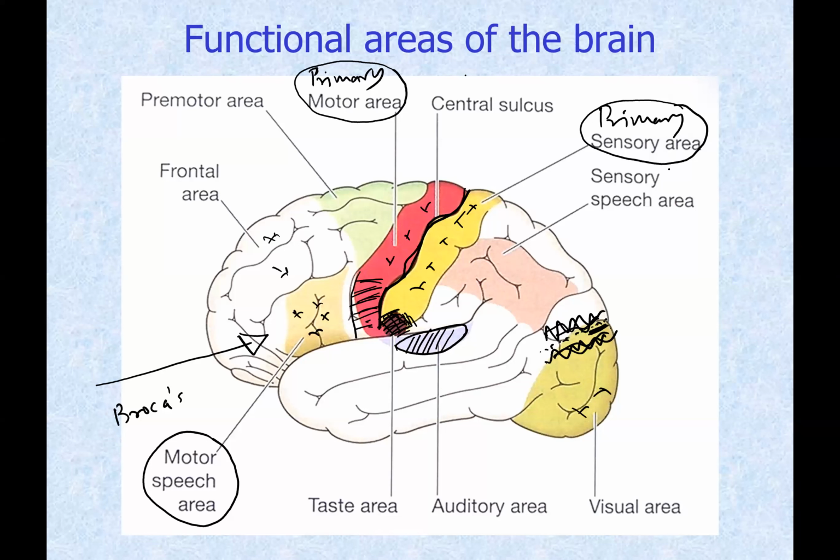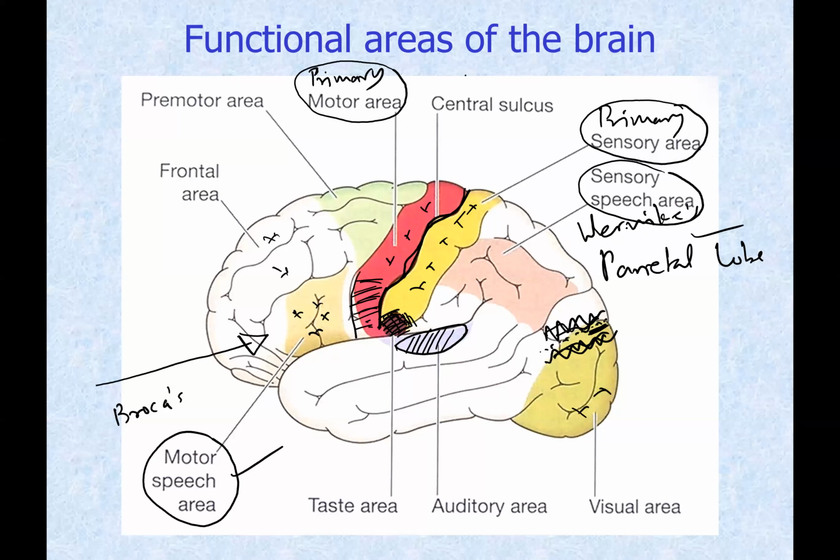Then there's another important area, which is called the sensory speech area. This is the motor speech area. This is the sensory speech area, on the parietal lobe, which is also called Wernicke's area.